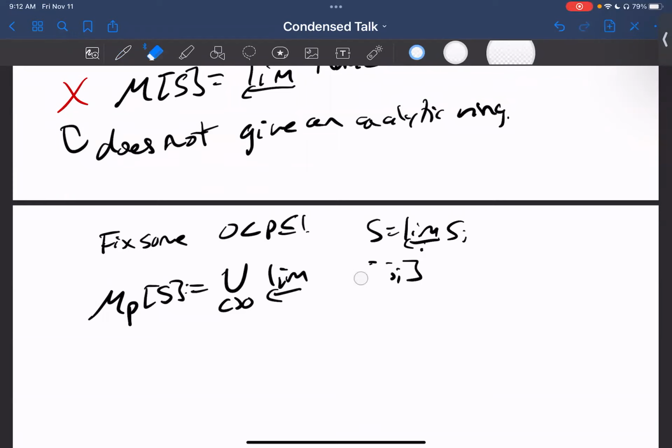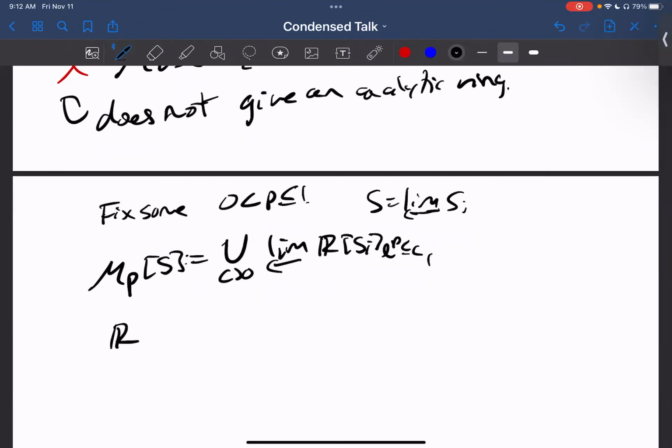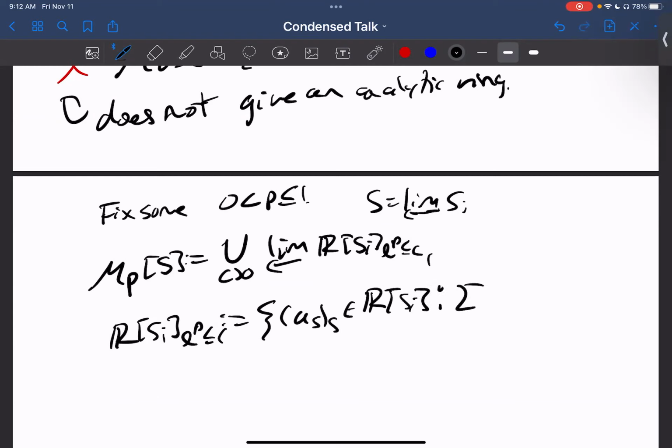Actually, let me make sure I'm consistent with Scholze's notation for this. We actually call this R of S_i, ℓ^p ≤ c. So how do we define these things? Well, here S_i is some finite set. ℓ^p ≤ c is just going to be defined as the set of a_s over s in some finite direct sum of copies of R, such that the sum over all s in S_i of the absolute value of a_s to the p is less than or equal to c.